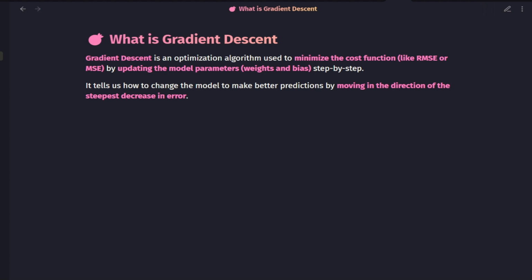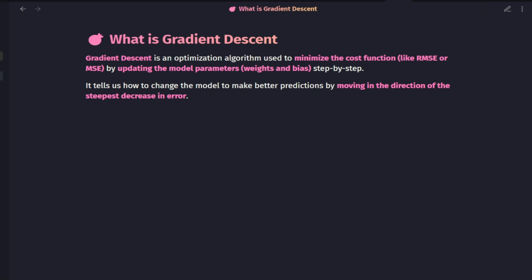Gradient descent is like a smart guide that helps our machine learning model become more accurate. It works by reducing the error between what the model predicts and what the actual results are. We measure this error using something called a cost function, like MSE, mean squared error, which tells us how wrong our model's predictions are. So imagine the model is standing on a hill of errors and wants to find the lowest point. It slowly walks downhill step by step, always moving toward the place where the error is smallest. That's how gradient descent helps a model learn and improve.